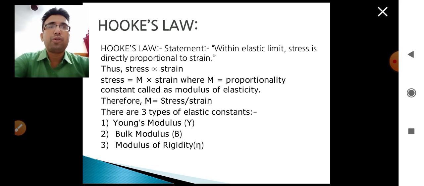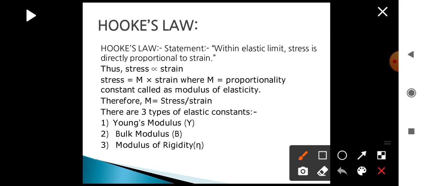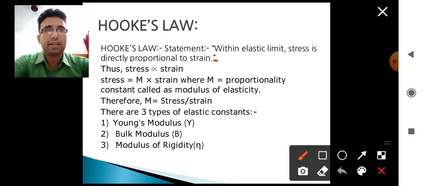Now, before going to our main topic, we will start from Hooke's law. What do you understand by Hooke's law? According to Hooke's law, within the elastic limit, stress is directly proportional to strain. It means that up to the elastic limit, stress is directly proportional to strain.